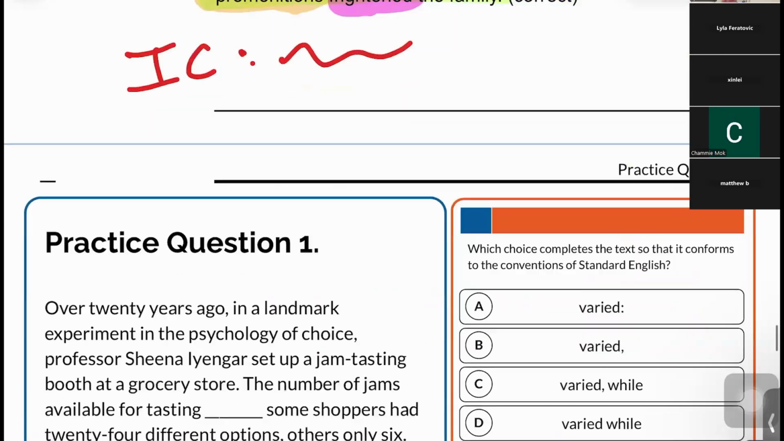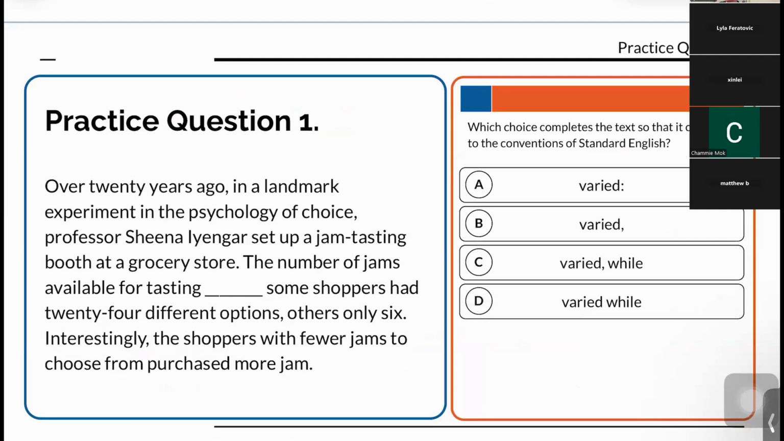So let's look at some practice ones and work from there. I'm going to do this one, and then we can do another one together. Over 20 years ago, in a landmark experiment in the psychology of choice, Professor Sheena Iyengar set up a jam tasting booth at a grocery store. The number of jams available for tasting blank. Some shoppers had 24 options, others only 6. Interestingly, the shoppers with fewer jams to choose from purchased more jam.